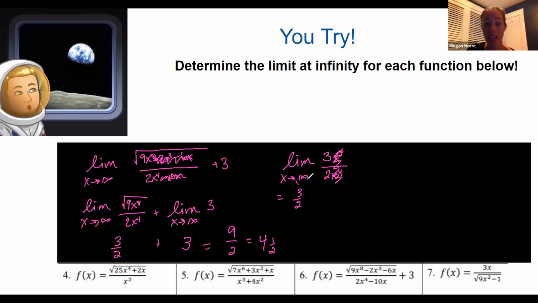Coming from the left side, it would be the exact same thing. So the only horizontal asymptote in this situation would be y equals 4 1/2 or 4.5 or 9 halves, whatever you prefer.